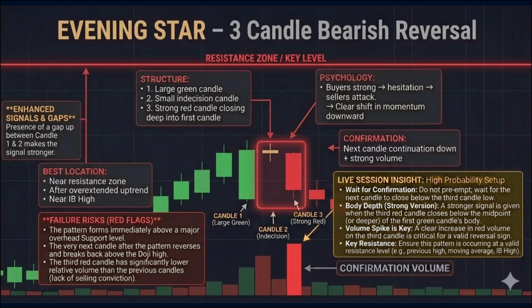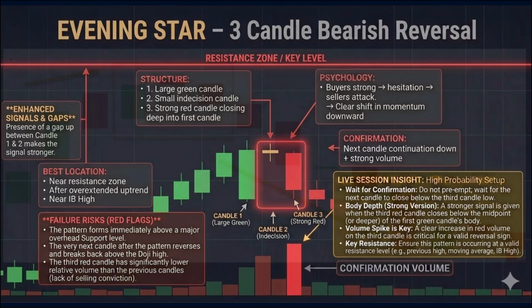Be cautious if the pattern forms immediately above a major support level or if the third candle has a very low relative volume, as these are signs that the reversal may lack the power to follow through. So what I mean is, if there is no follow through, there is no use of these candles, so you can ignore them. Let us look at the example.